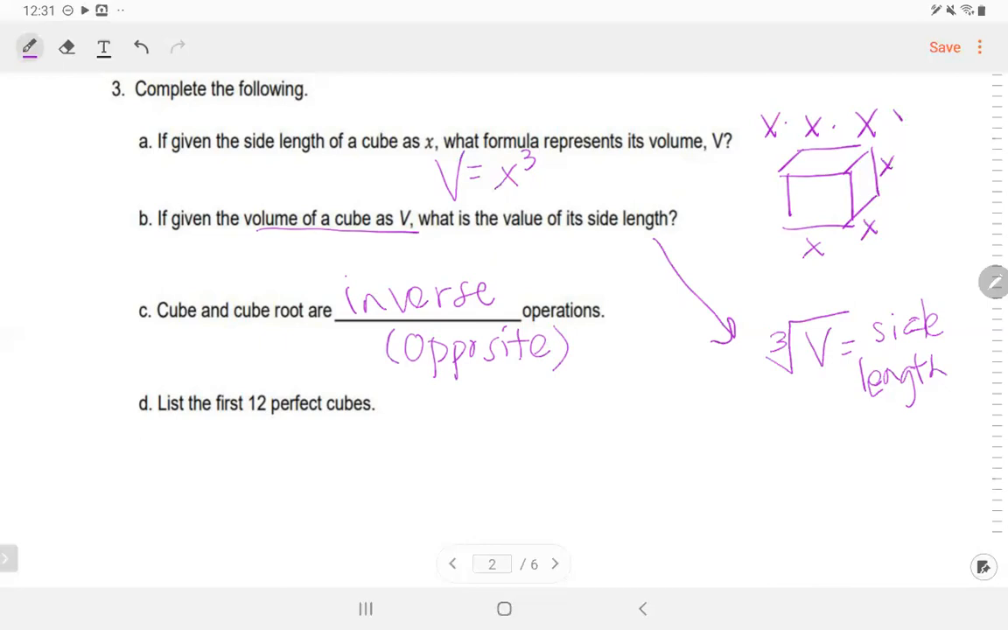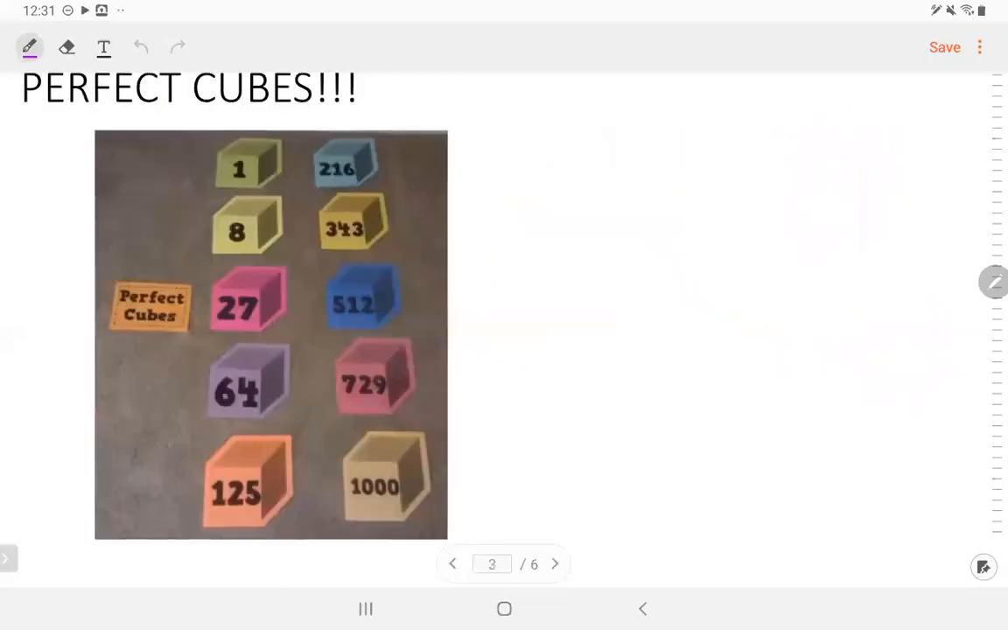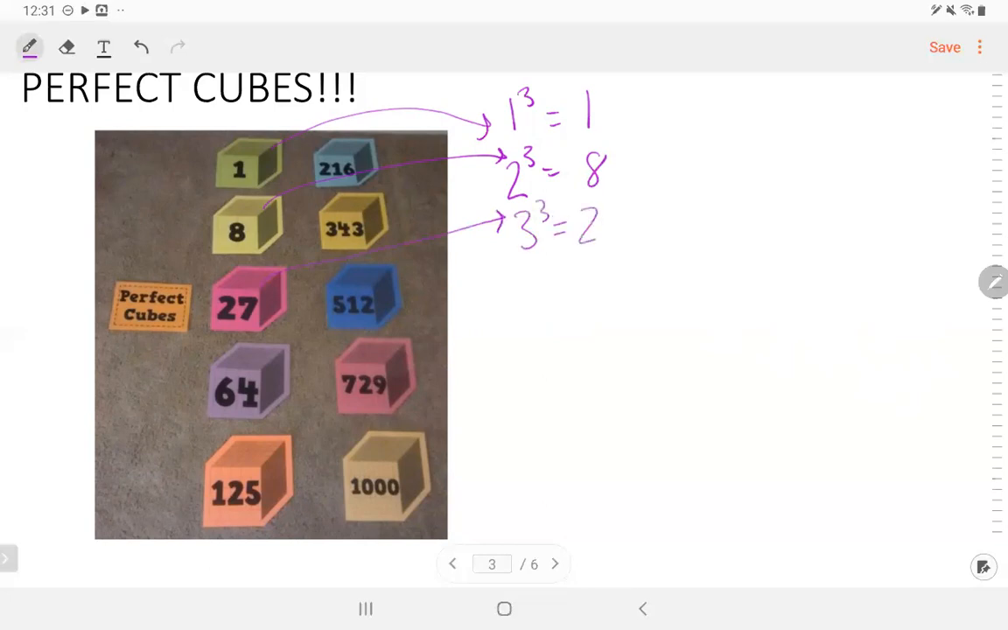And the next part is going to have us list the first 12 perfect cubes. And if you are in my class, you have seen these hanging up above my whiteboard. These are the first 10 perfect cubes. So perfect cube 1 is just 1 cubed, which is 1 times 1 times 1, or 1. 2 cubed is 2 times 2 times 2, or 8. 3 cubed is 3 times 3 times 3, 27. 4 cubed is 4 times 4 times 4, 64.